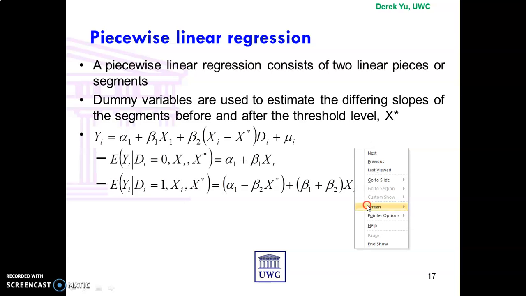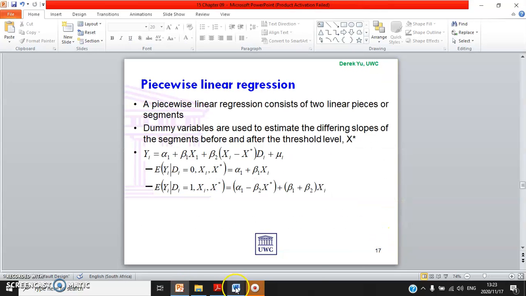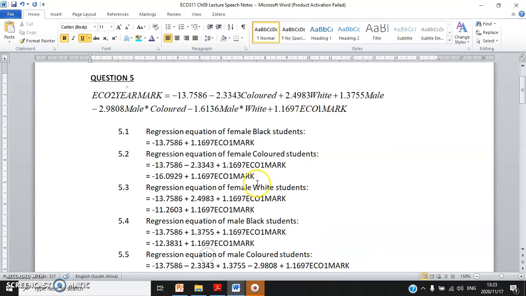And then there is an example here, question 5, okay? Clearly, you see two interaction dummies, male times color and then male times white. And then you see the three normal intercept dummies, color, white, and male. And then you have a continuous variable, ECO1 mark. So these are the factors influencing ECO2 mark. And I'm not going to go through all the answers because you have the answers on the study guide.